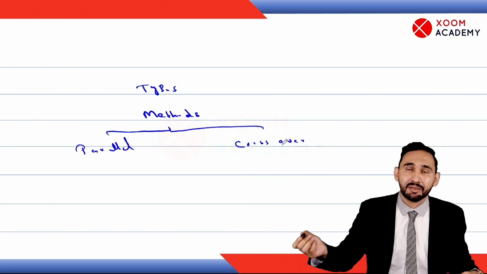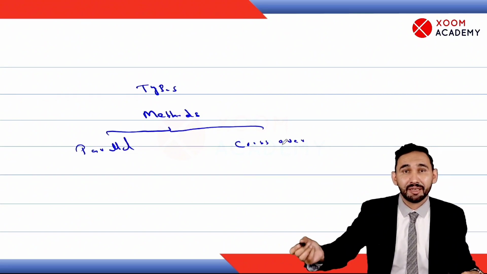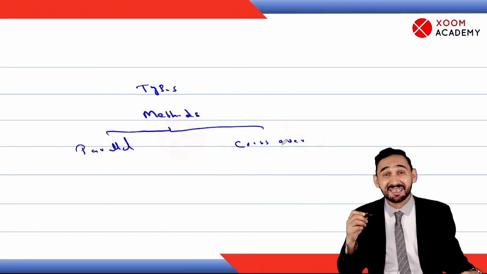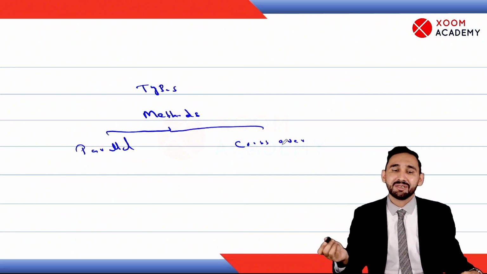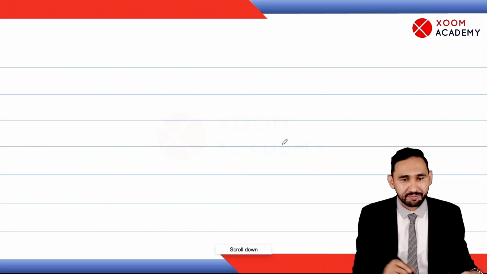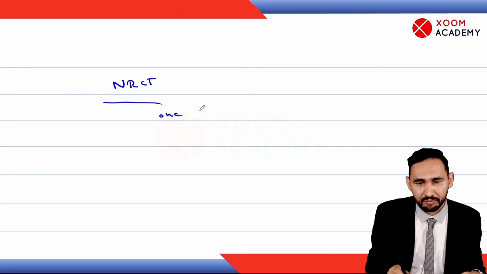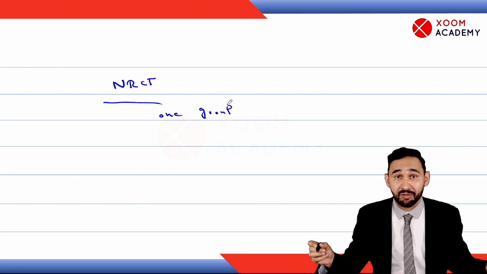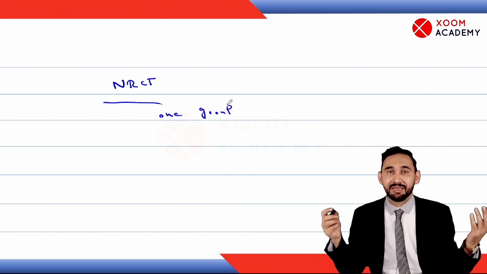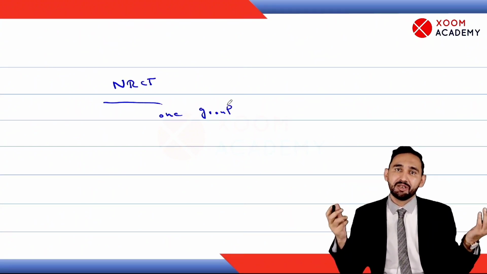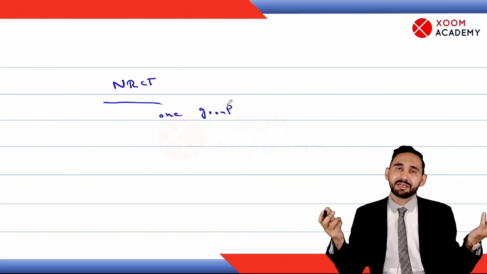Then we discussed the non-randomized controlled trial. You just take one group. You must remember this: there is only one group and no randomization, so the element of bias may be higher in a non-randomized controlled trial. Then we discussed various types of non-randomized controlled trial, such as the uncontrolled trial.